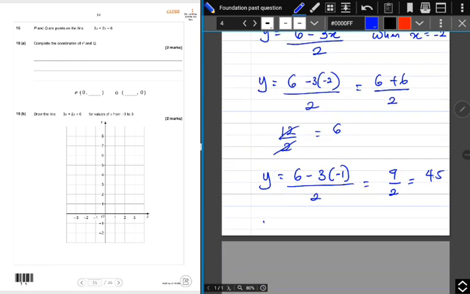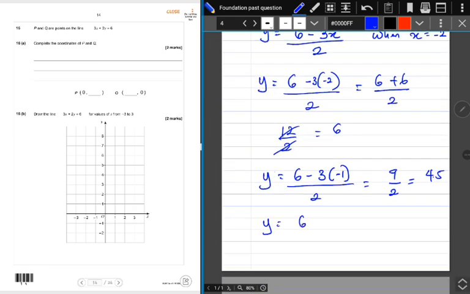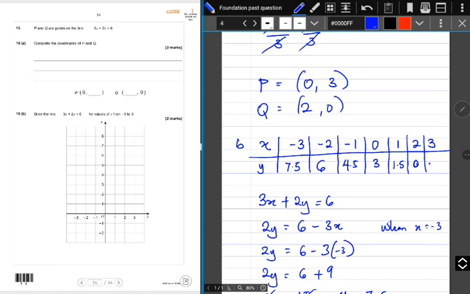Let's cross check. When x is 2, y equals 6 minus 3 times 2 over 2, which is 6 minus 6 over 2, which is 0 over 2. So our answer is 0. And this is going to be minus 1.5.